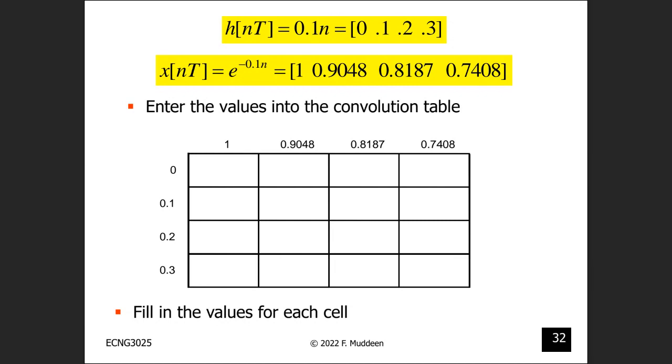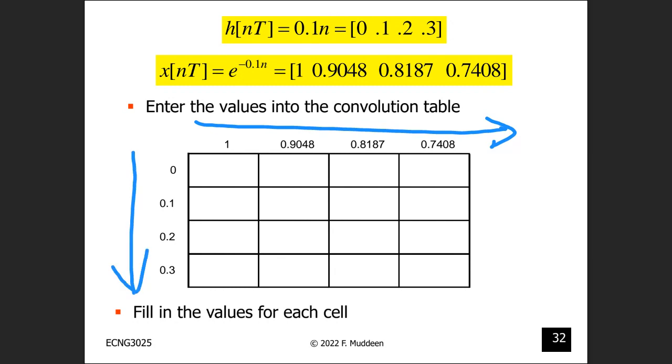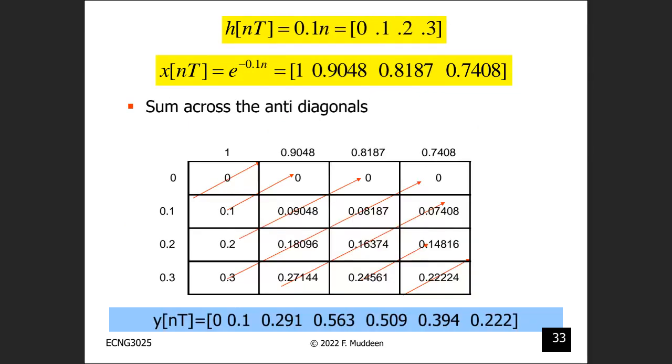So these are the x values and the h values here. So the x's will go so, the h's will go so, and then you fill in the answer. And when you fill it in, you should get, first off, a convolution sequence looking like the numbers below.